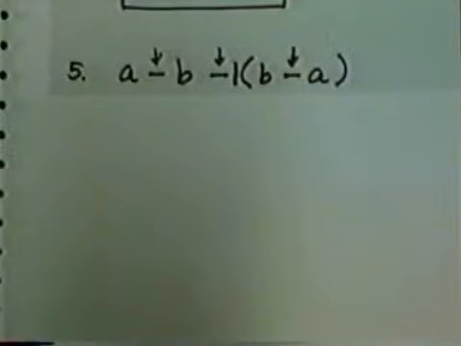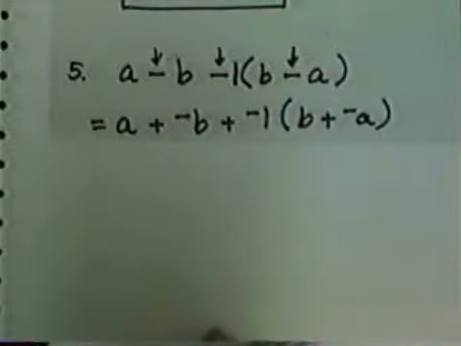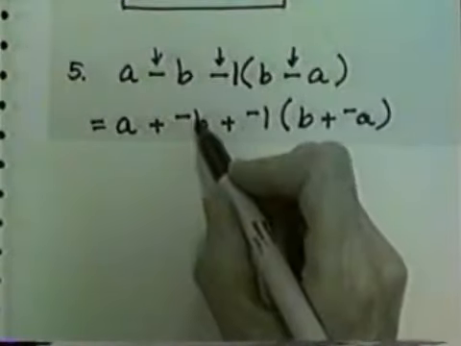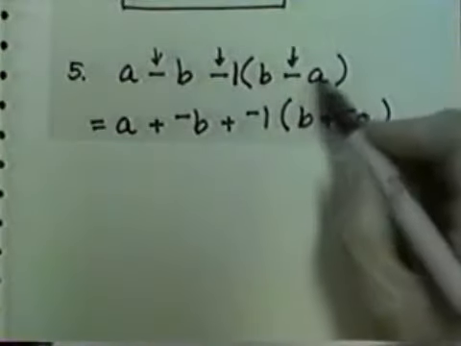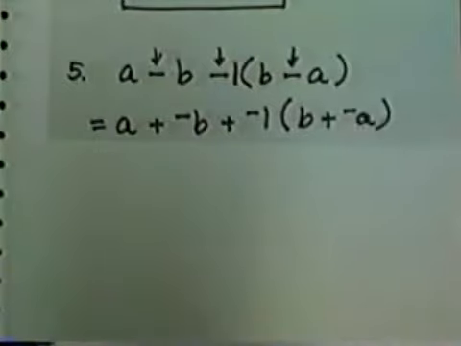All of the minus signs in this problem do mean subtract. So we make all the changes. Subtract B changes to add the opposite of B. Subtract 1 changes to add negative 1. Subtract A changes to add the opposite of A.